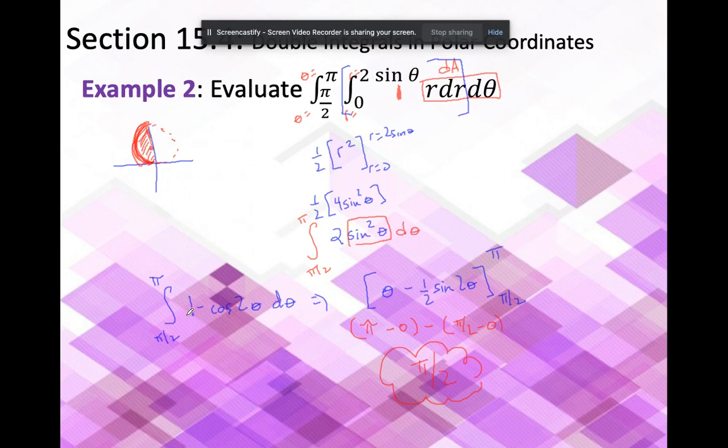Oh, sorry, I did say the radius was 2. I meant 1. Has a height of 2, right?